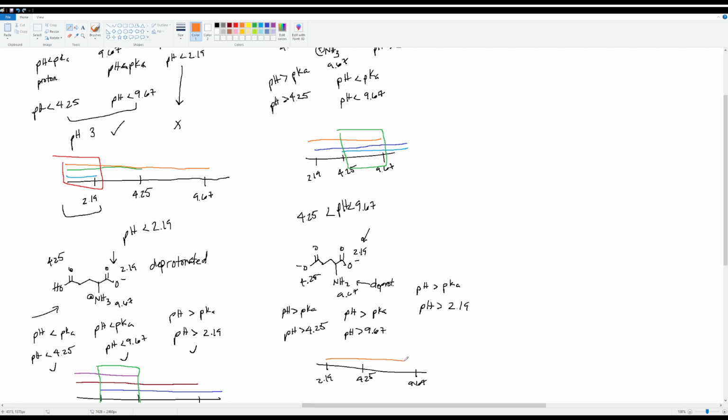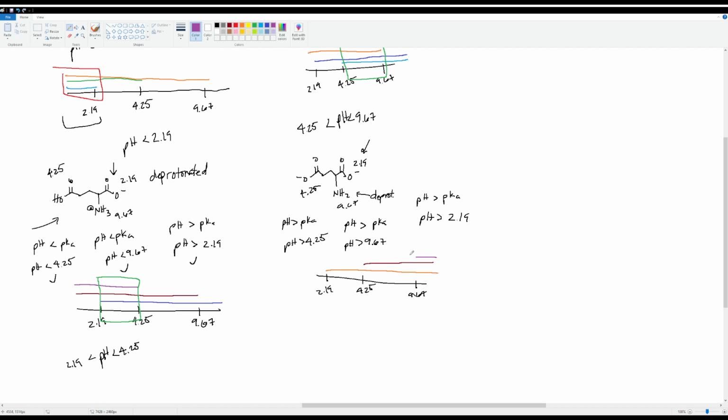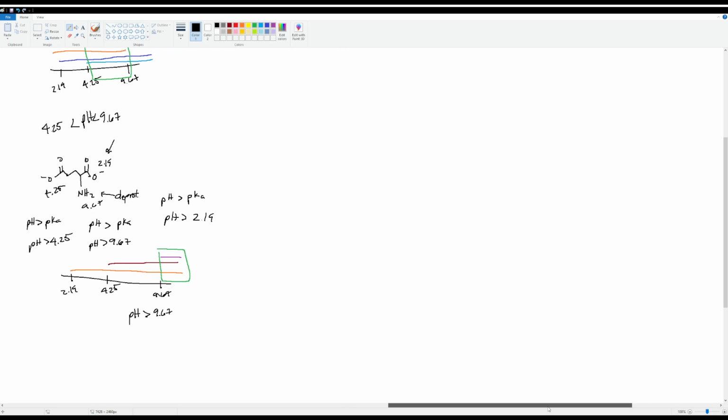It has to be greater than 2.19. It has to be greater than 4.25 and greater than 9.67. And the overlap of all three is right here. So my pH needs to be greater than 9.67. Any questions?